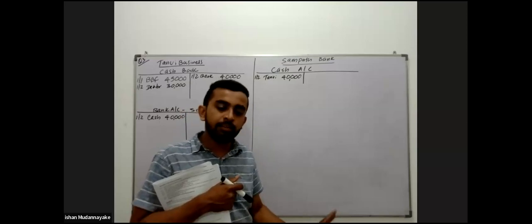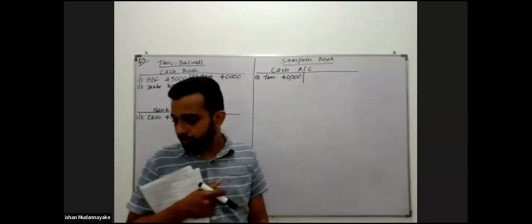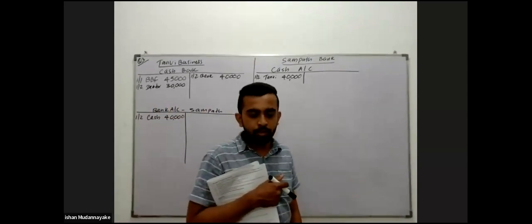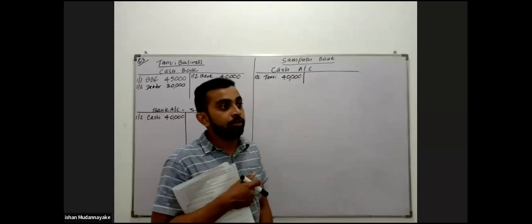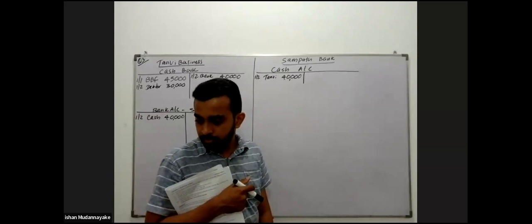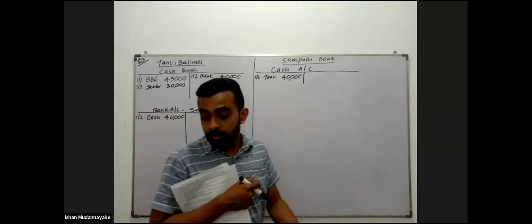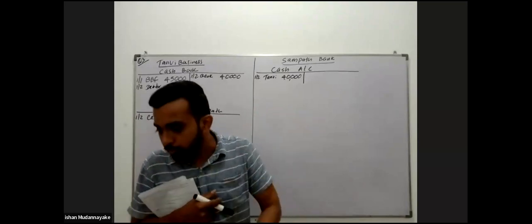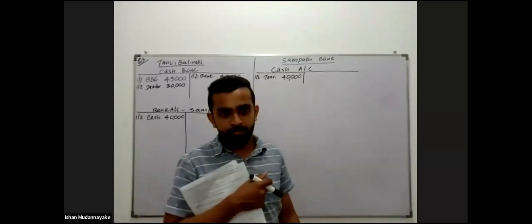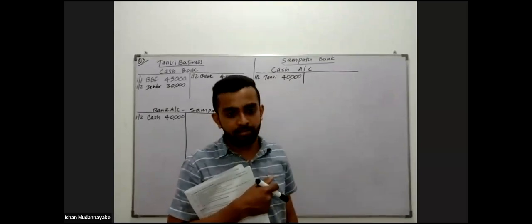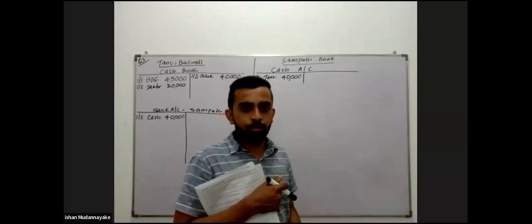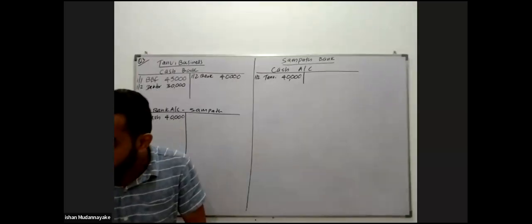Cash book debit of Sampath Bank. Then which account credit? Thanvi's account. Yes, correct. Thanvi's account means Thanvi's current account credit. Okay, then we need to draw a current account for Thanvi.